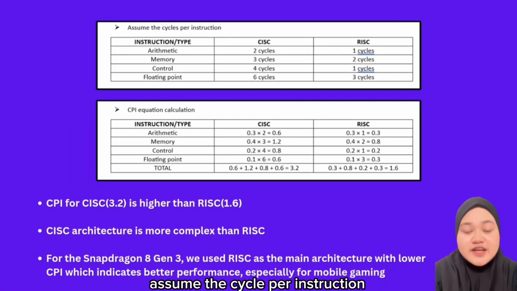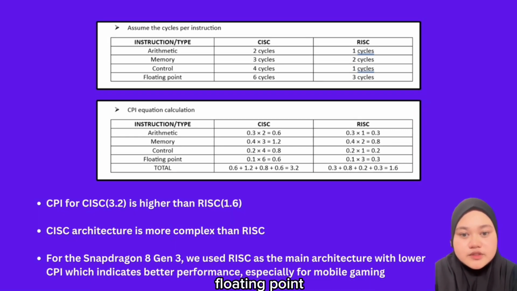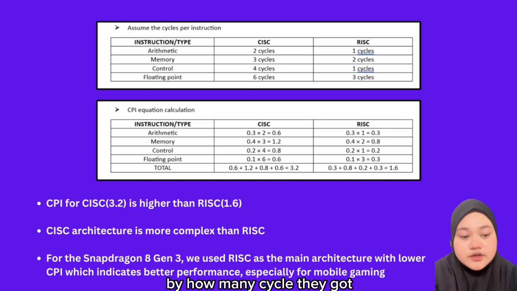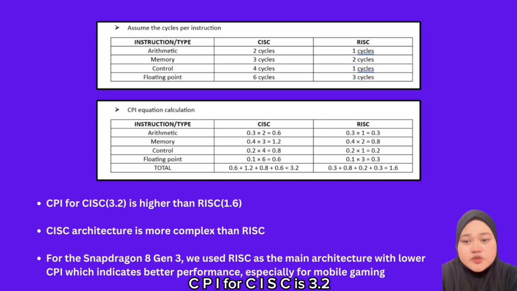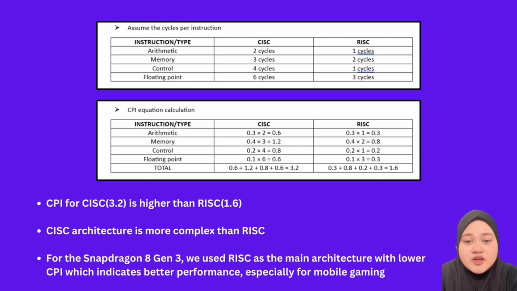Okay, next, assume the cycles per instruction by referring to the table below, where we have instruction arithmetic, memory, control, and floating point. You can refer to the table for the different cycles for CISC and RISC. So for the equation calculations, we use the formula given by how many cycles they got. CPI for CISC is 3.2, which is higher than RISC at 1.6. So here we can conclude that CISC architecture is more complex than RISC. For the Snapdragon 8 Gen 3, we use RISC as the main architecture, indicating better performance, especially for mobile gaming.